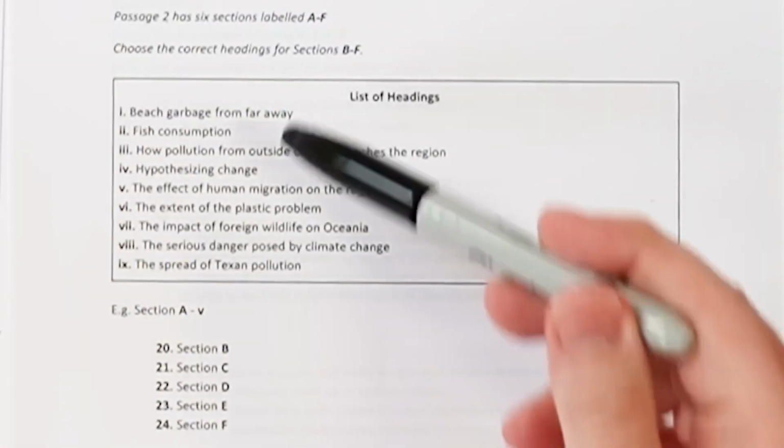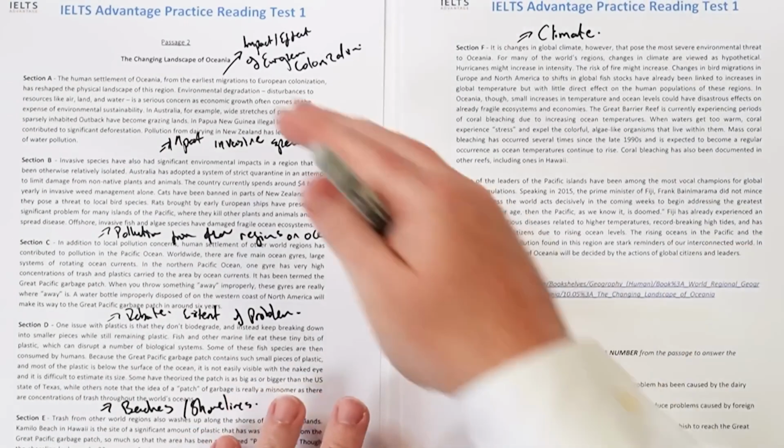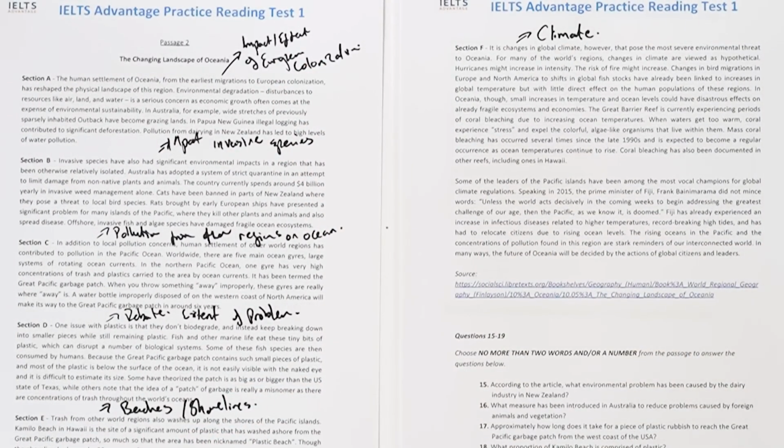So the next thing we're going to do is we're going to look at the actual headings. So beach garbage from far away, fish consumption, high pollution from outside Oceania reaches the region, hypothesizing change, the effect of human migration on the region, the extent of the plastic problem, the impact of foreign wildlife, the serious danger posed by climate change, and the spread of toxin pollution. So those are all pretty straightforward. I understand what those are. What I can do now is I can look at my headings and see if any of these match directly.